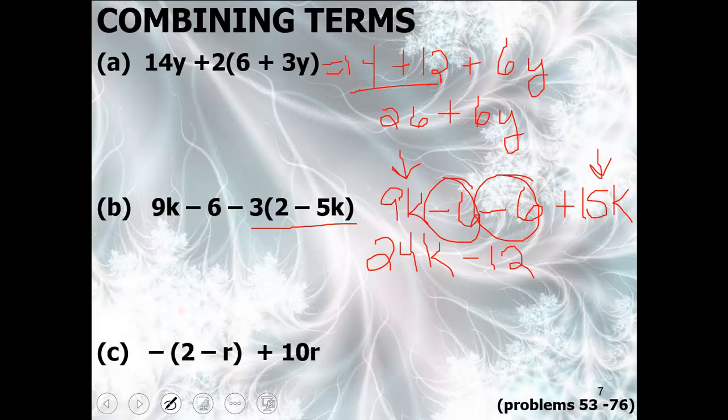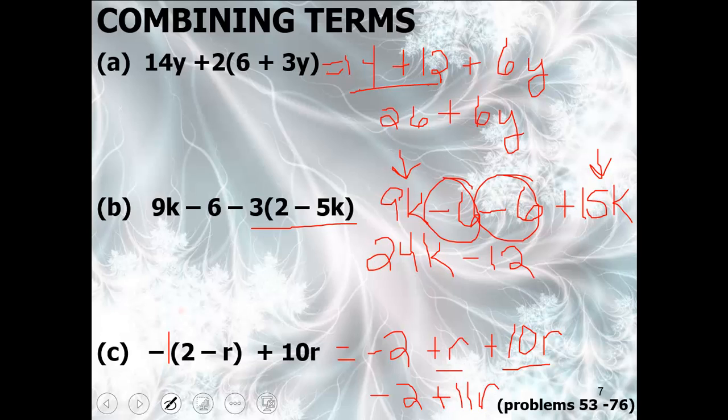Why don't you try C? Now be careful, because that's a negative 1. That negative out in front is a sign flipper. So you put it on pause and try C on your own, and then come back and see if you got it right. All right, welcome back. I'm going to distribute first, and I get negative 2 plus r plus 10r. I can combine these because they're like, so I get negative 2 plus 11r.